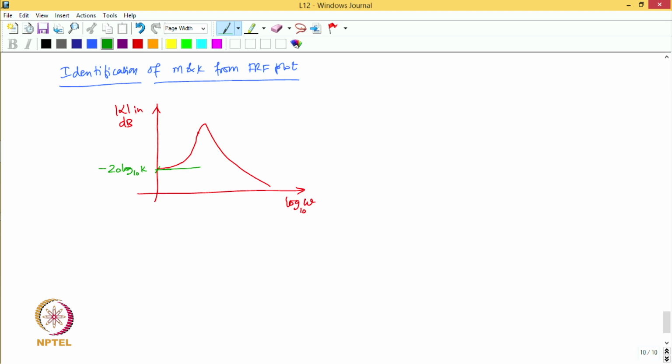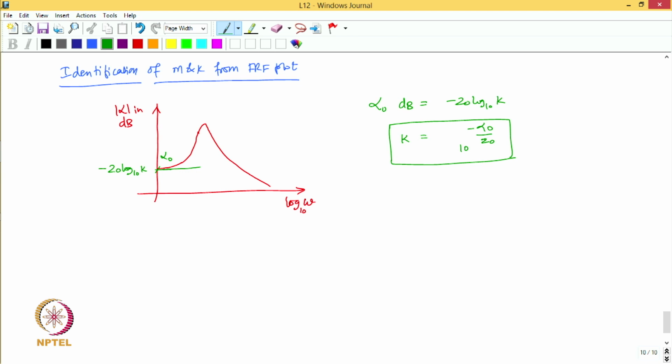So, let us say if I call that value alpha naught, then I can write alpha naught decibels is equal to minus 20 log 10 k, and therefore k would be simply equal to 10 to the power of alpha naught upon 20. So, that basically becomes the value of k.